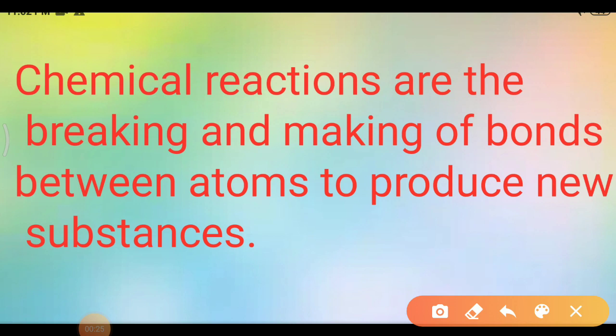We have already learned in class 9th that during a chemical reaction, atoms of one element do not change into those of another element, nor do atoms disappear from the mixture or appear from elsewhere. Actually, chemical reactions are the breaking and making of bonds between atoms to produce new substances.